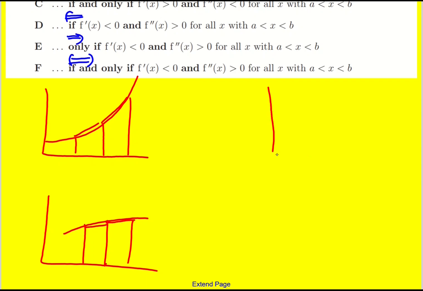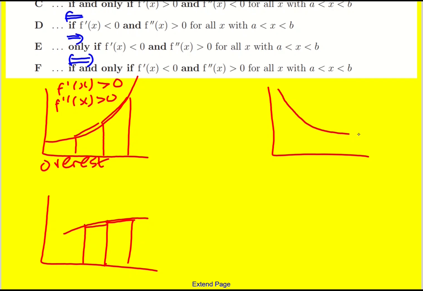Let me just write down f of x greater than 0, f double dash x greater than 0 will get an overestimate. And here, I'm not even going to write that one down, but it's the opposite. And then what if I have a decreasing function, but the gradient's actually increasing like this? Actually, again, I'll also get an overestimate.